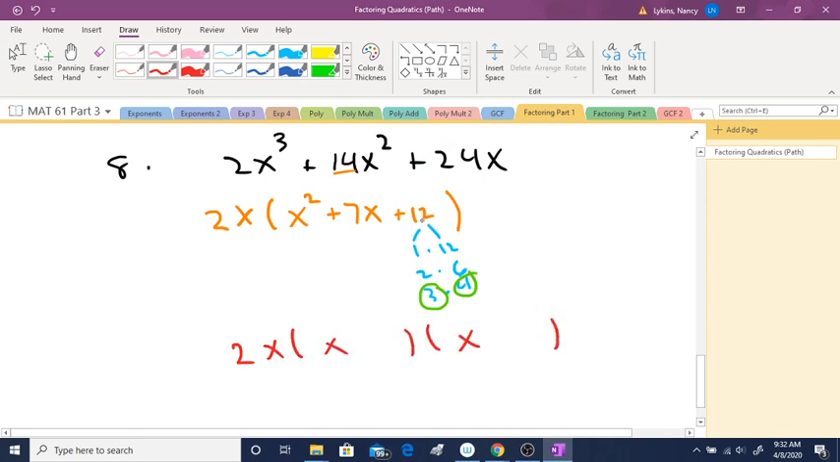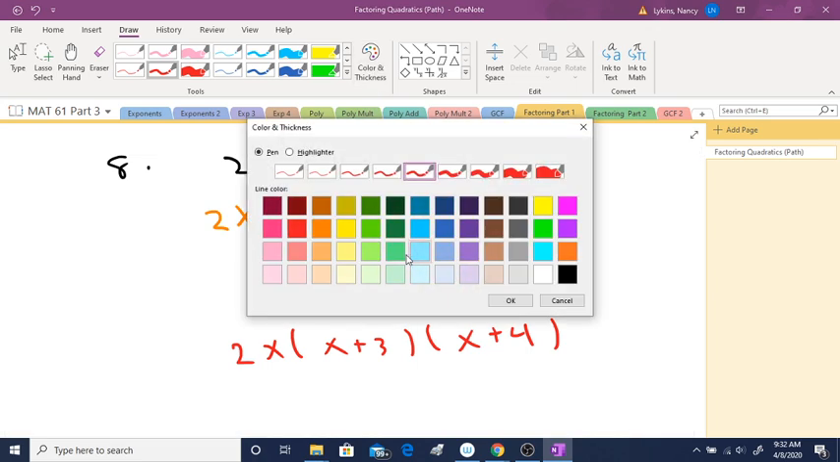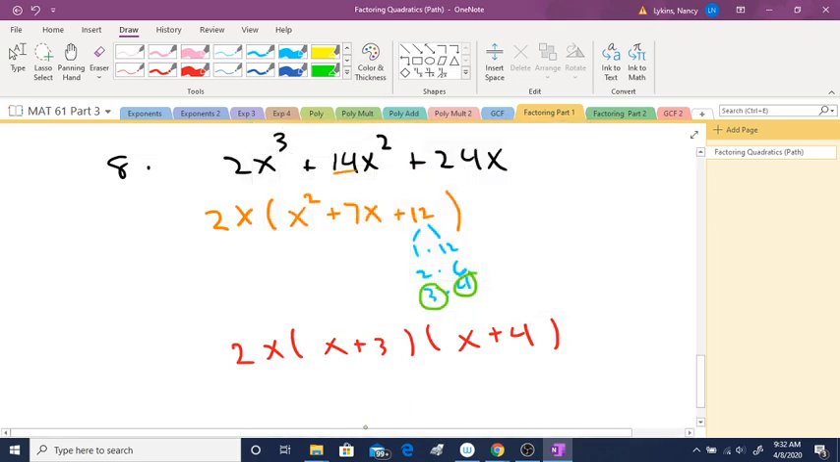Since this is a plus 12 and that's a plus 7, that's plus, plus. My factors are 3 and 4 to give me the 7. So this is what we're looking for. And also, one other note is if I ask you to factor this out and tell me the greatest common factor, this 2x is the greatest common factor.